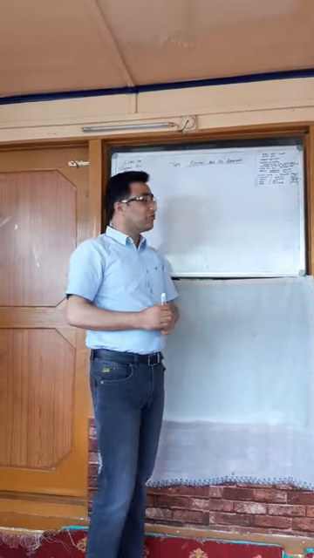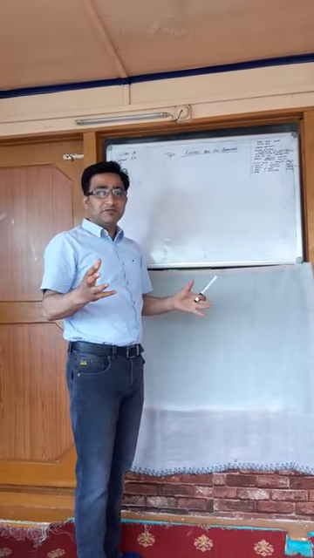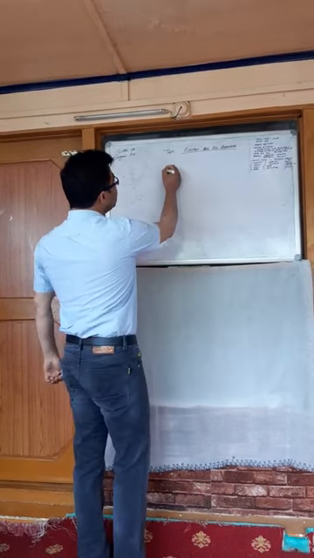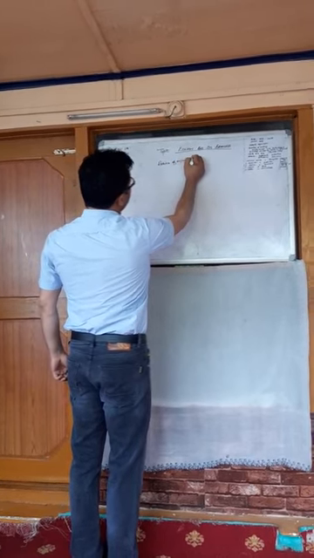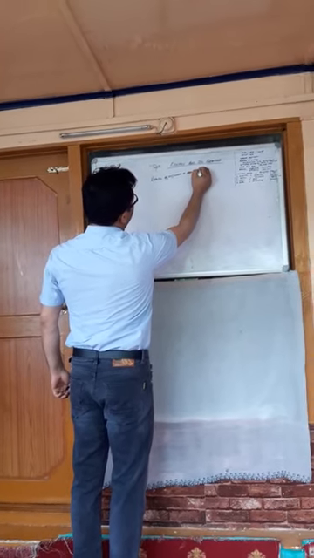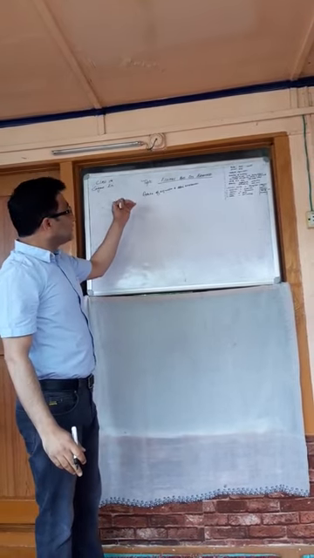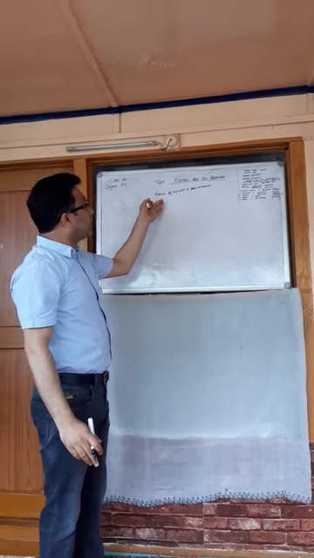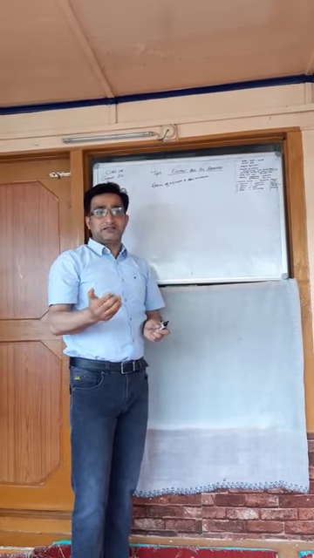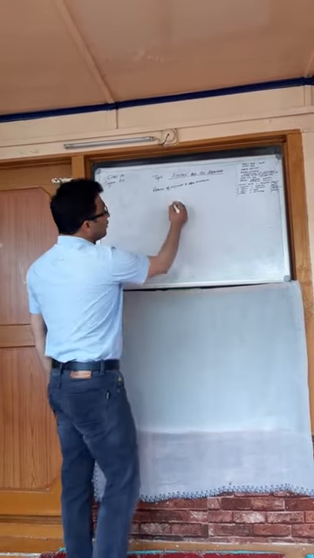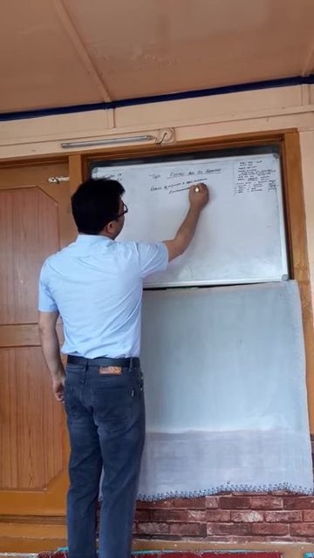So let us first see what is ecology. Basically, ecology refers to the study of the relationship between the organisms and their environment. Since ecology is related with the environment, sometimes ecology is also known as environmental biology.